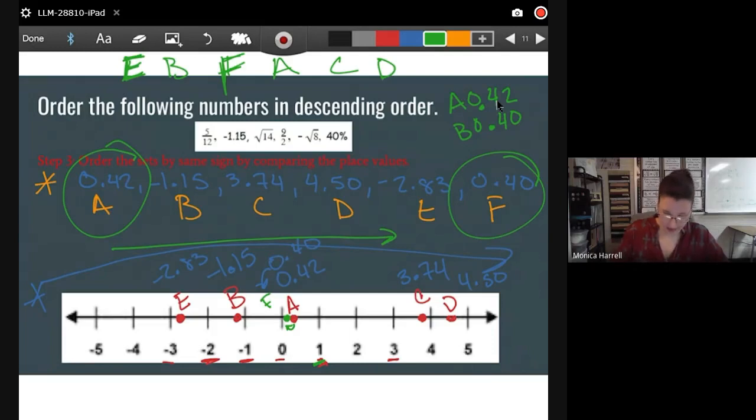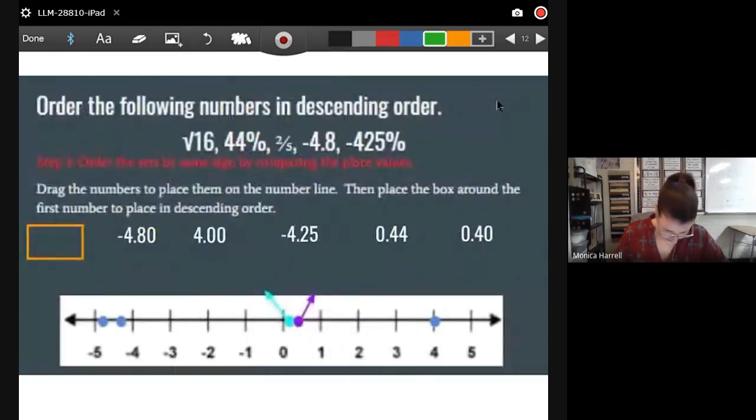So on the next slide, you're going to work on your own. You're going to drag those numbers and line them up with the points. And then you're going to put the box around the number that is going to start your number sequence. So the box should either be all the way to your right or it should be all the way to your left. Okay? And then you've got your answer. All right. On the last step, we're going to work on step number 4.